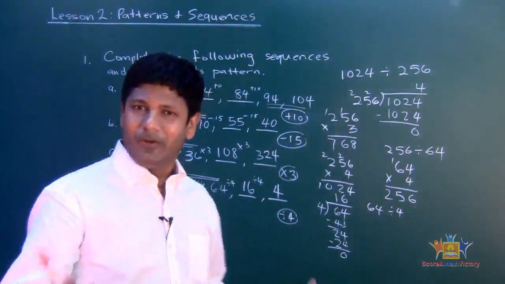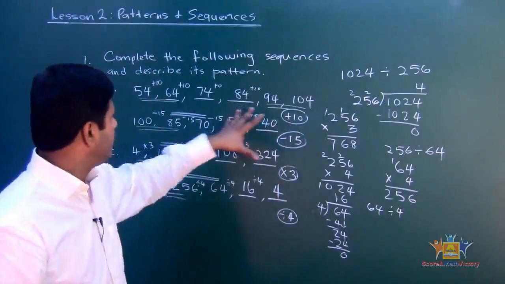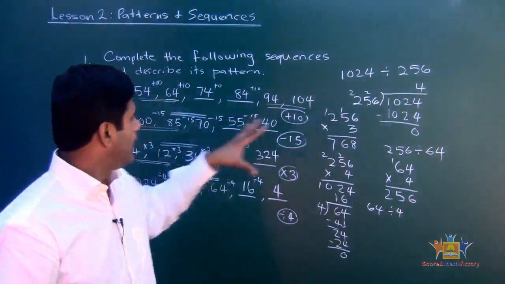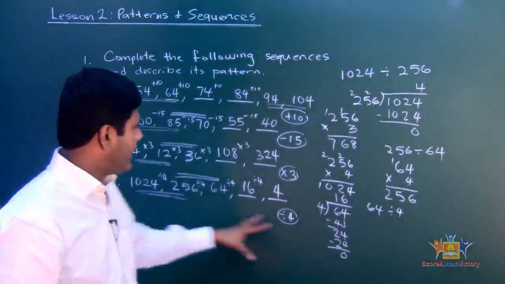Pretty easy, isn't it? So make sure you understand this, plus how to find it if it's adding, how to get to it. If it's subtracting, how to get to it. If it's multiplying, how to get to it. If it's dividing, how to get to it.